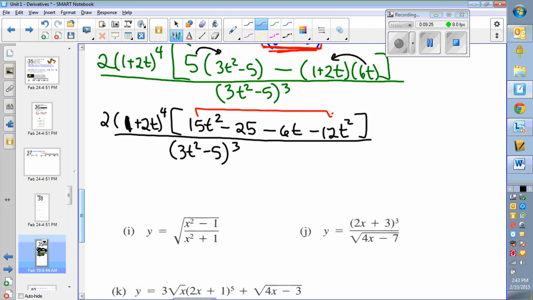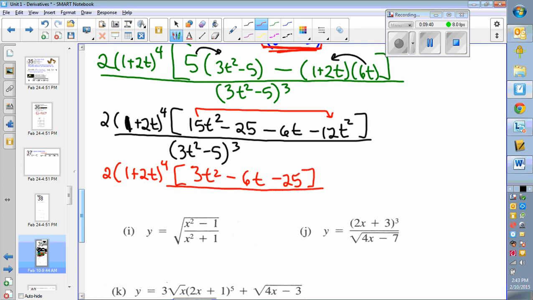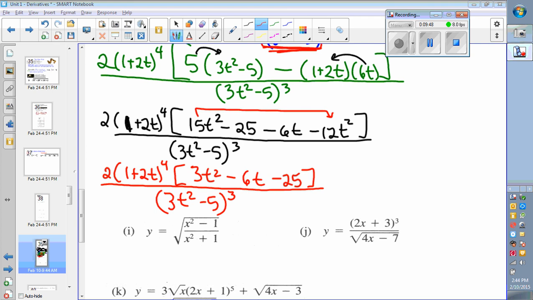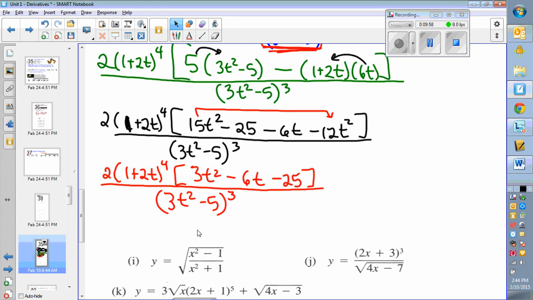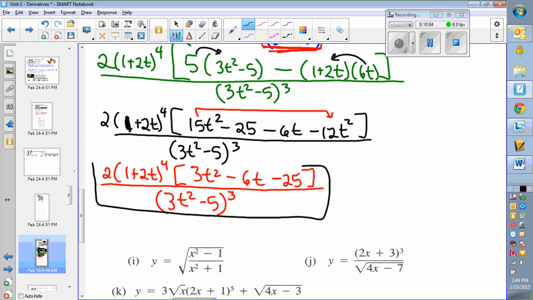15t squared and minus 12t squared makes 3t squared. So 2 bracket 1 plus 2t to the 4th, 3t squared minus 6t minus 25, over 3t squared minus 5 cubed. Okay, so that quadratic, the 3t squared minus 6t minus 25, does not simplify anymore. It doesn't factor. So that right there is your derivative. There's no more common factors. There's nothing that cancels from top and bottom. That is as simple as it is going to get.